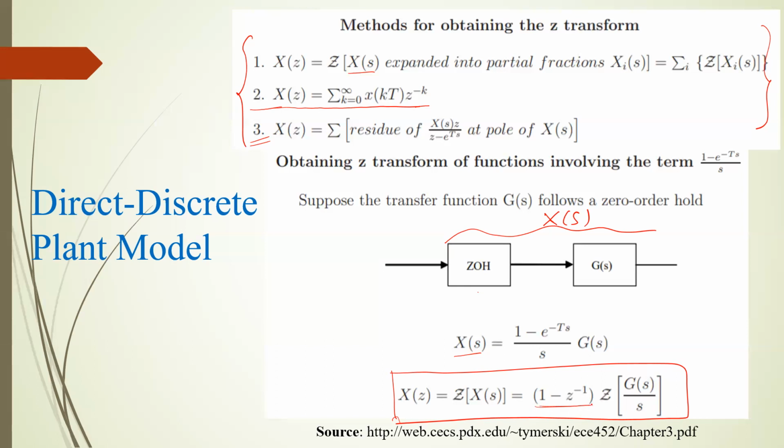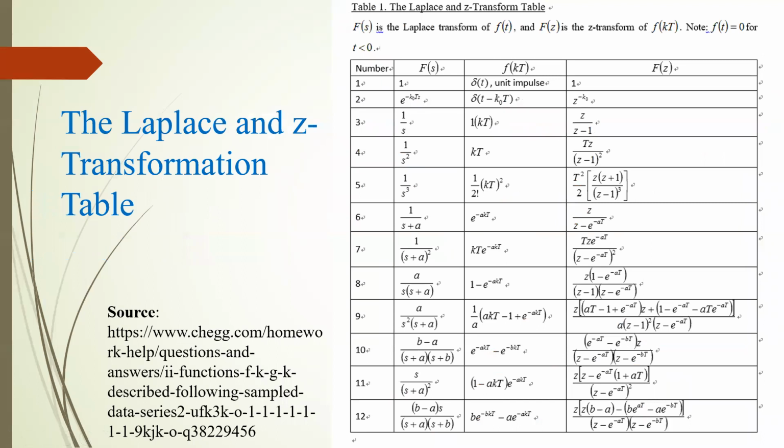and we get the expression like this. And the Z transform of G of S over S, we can easily get it from the transformation table. So we will see in the next slide how we can get our discrete time plant model using the continuous time plant model. So this is our transformation table, and you can get many tables like this on Google, and I just got this one from this website.